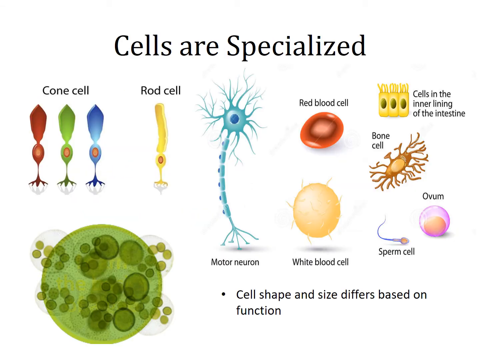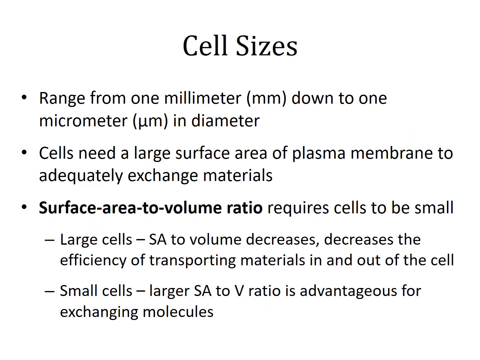Cells in general are pretty specialized. We have lots and lots of different types of cells, and their size matters. The smaller the cell, the better they are at exchanging materials across that semi-permeable or selectively permeable plasma membrane that we've talked about.